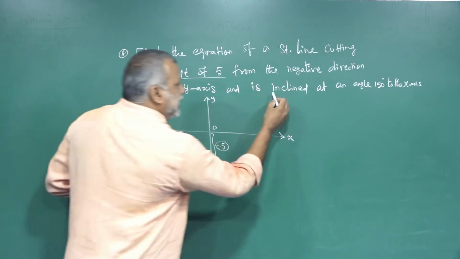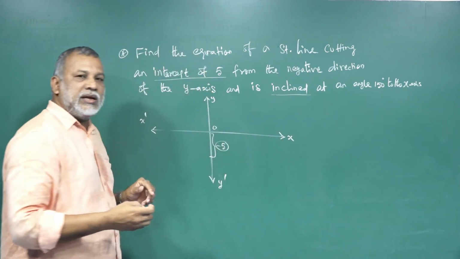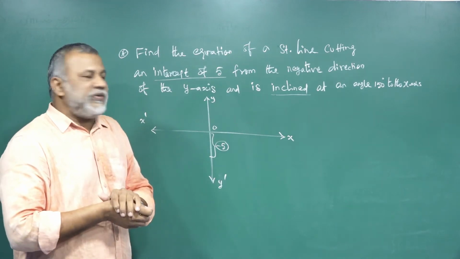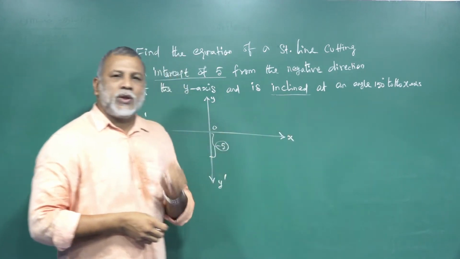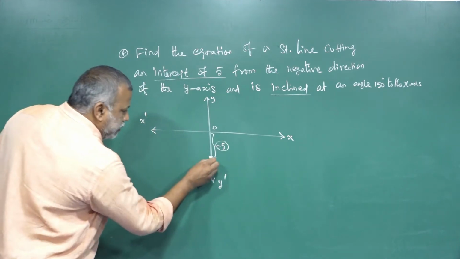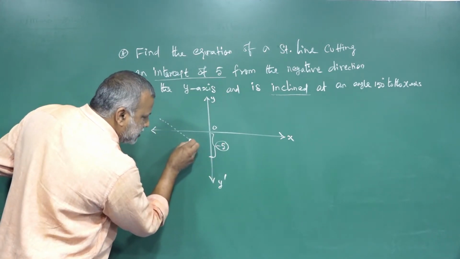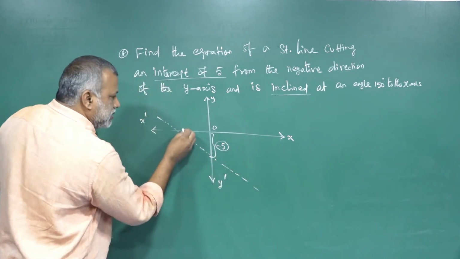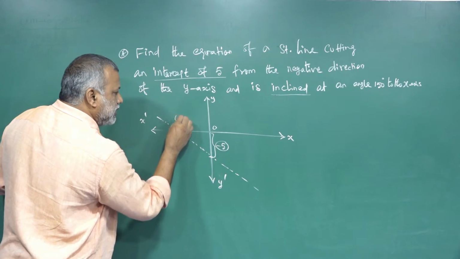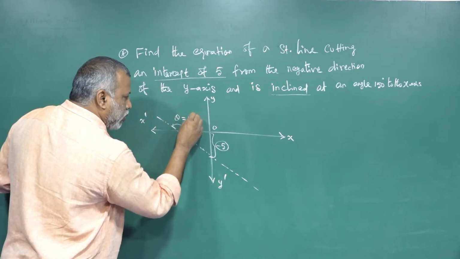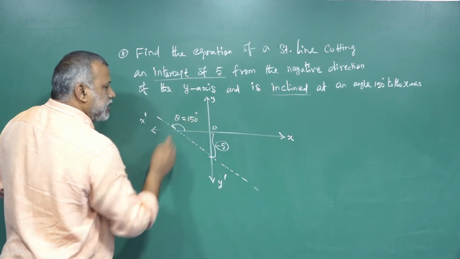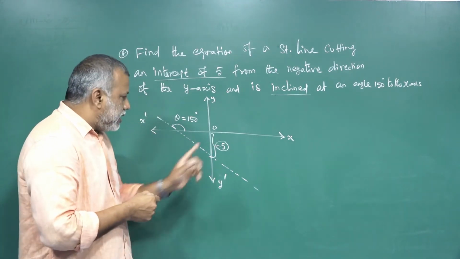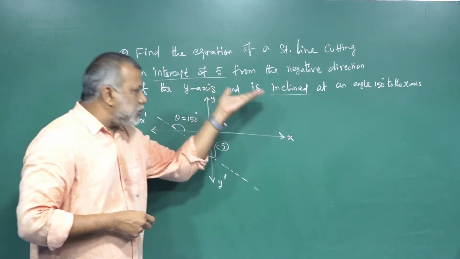Now it is inclined. See the word inclined. Inclined means this straight line makes an angle theta with the positive direction of x-axis. How much angle does it make? 150 degrees. Now I have to draw a straight line. See this. This angle is theta, and this theta is 150 degrees. 150 degrees means an obtuse angle, more than 90 degrees. So this is the concept given in your question.